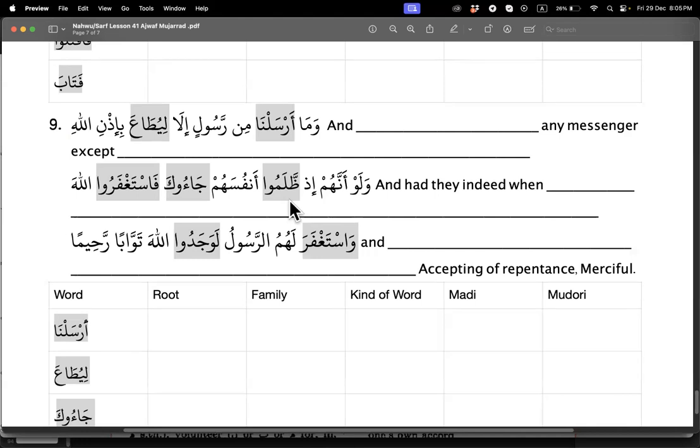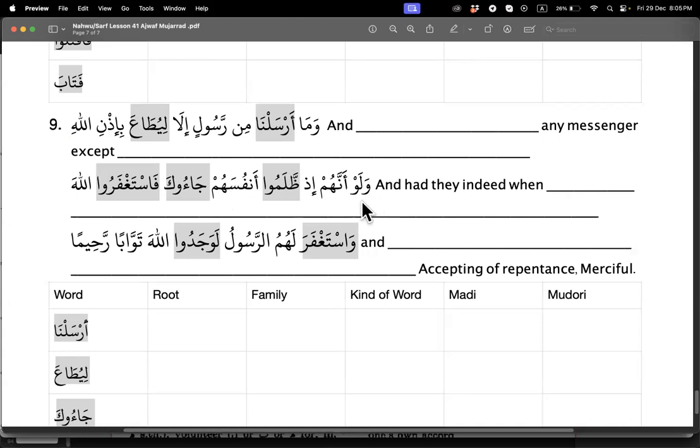Zalamu is fi'il madi, hum, family one. And then the root word is zalama. Good. Anfusahum: anfusahum will be the mudafun ilaih, and anfusa is the maf'ulun bi of the fi'il zalamu.